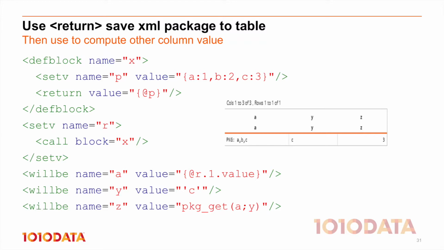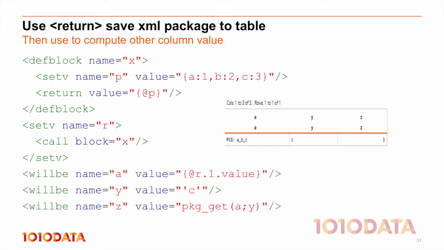Another tag that's available is return. In this example, we have a block called X, and we're just returning this package. In this part here, we call this block, and then we return the package and put it into value R. And the neat thing you can do is actually save this package.